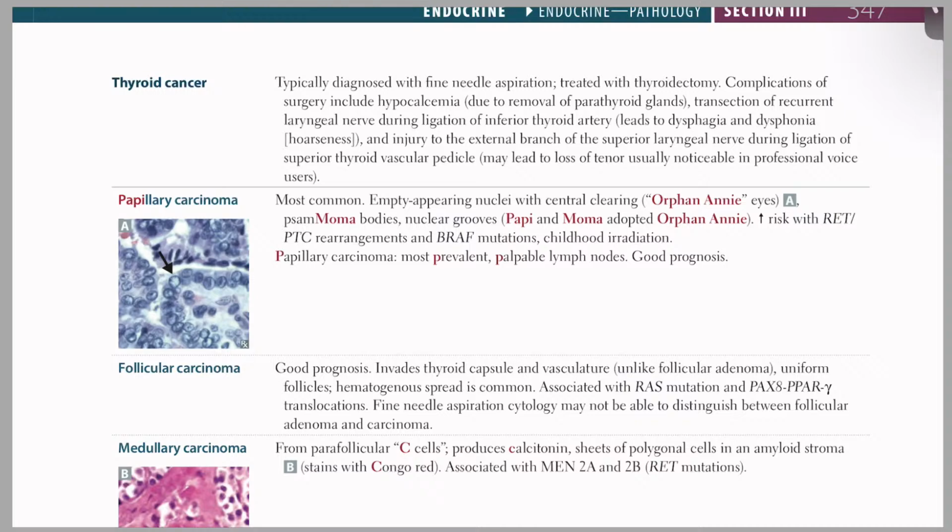Transection of the recurrent laryngeal nerve during ligation of the inferior thyroid artery leads to dysphagia and dysphonia, hoarseness. Injury to the external branch of the superior laryngeal nerve during ligation of the superior thyroid vascular pedicle may lead to loss of tenor, usually noticeable in professional voice users.